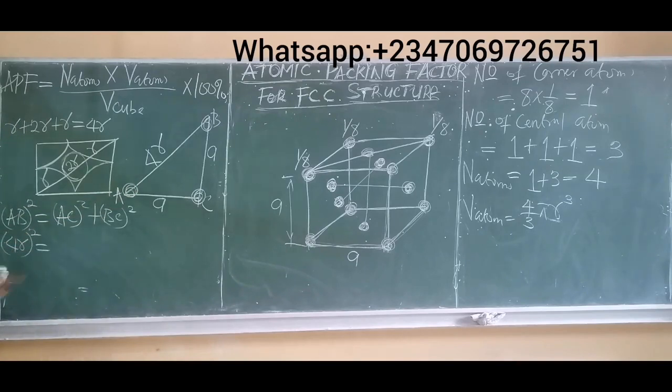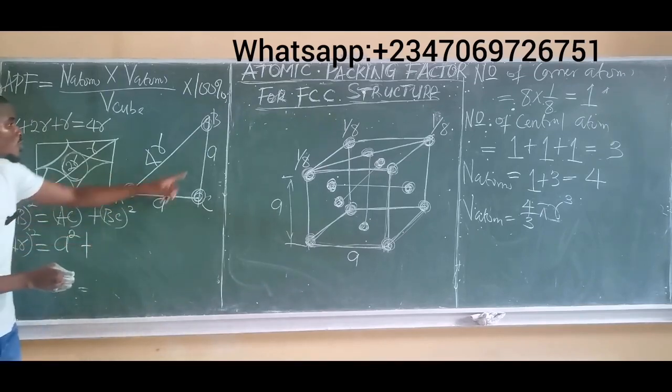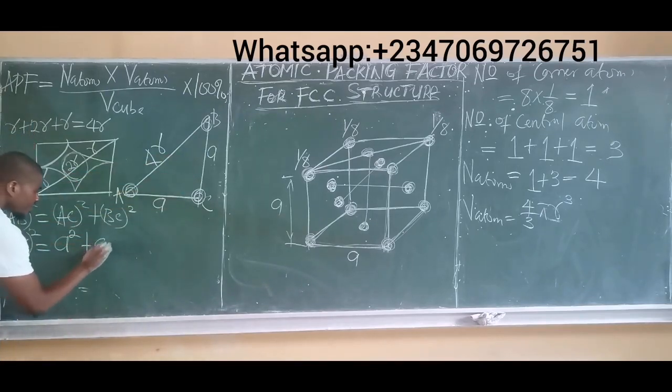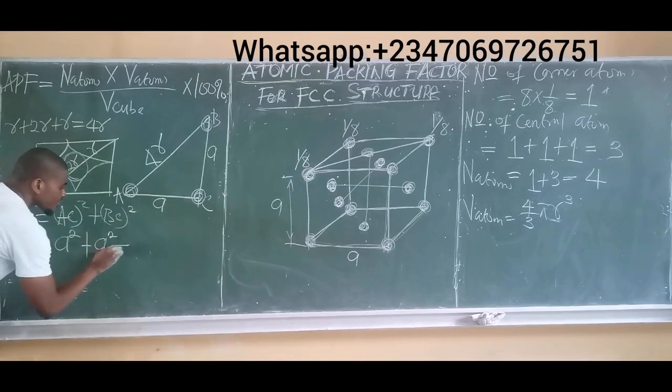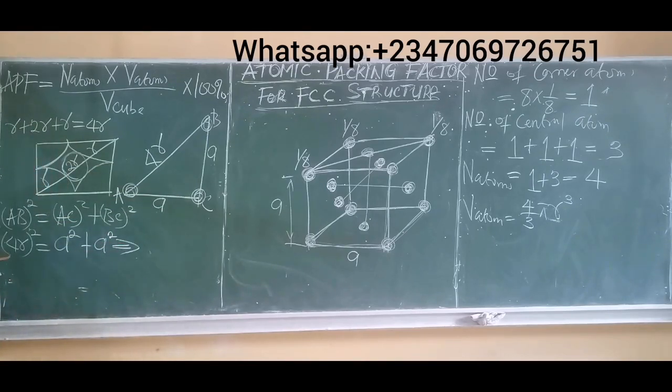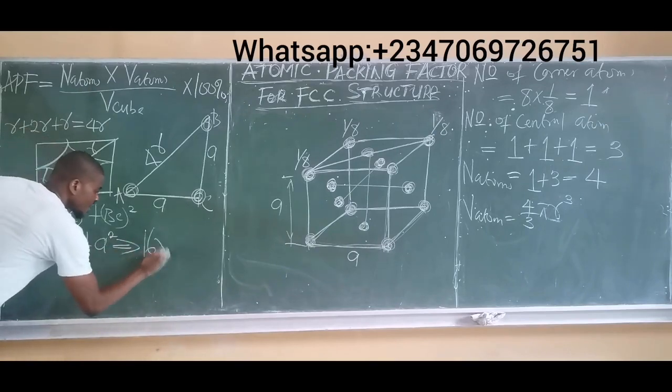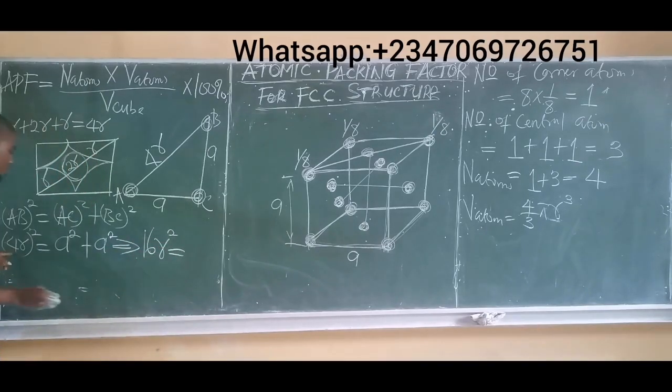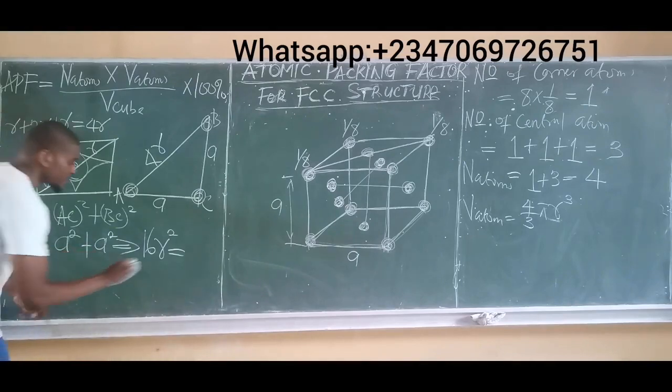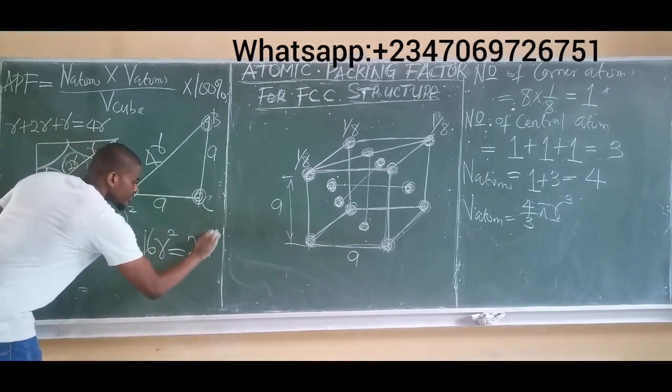This is going to be equal to AC squared, and AC is A, so you have A squared, plus BC, which is also A, so you also have A squared. So this implies, remember, now you have (4r)². That means 4 squared gives us 16r². This is equal to A squared plus A squared, which gives us 2A².